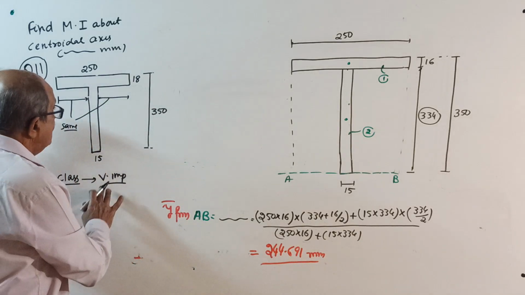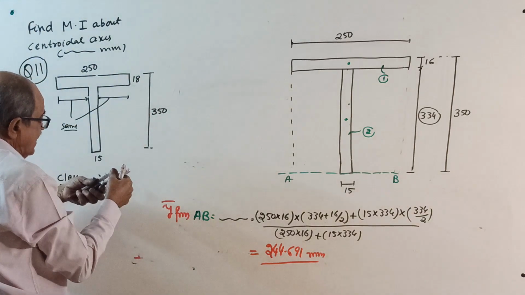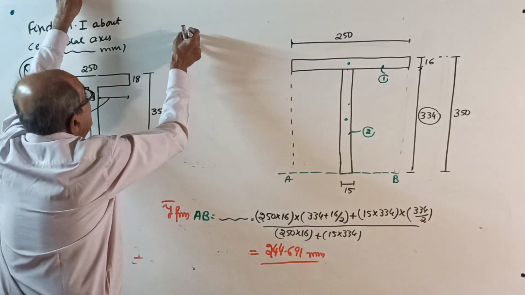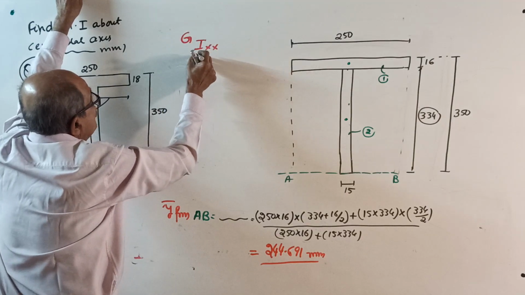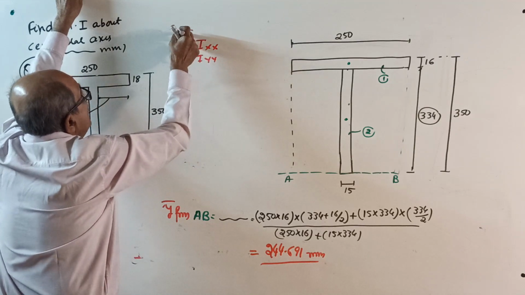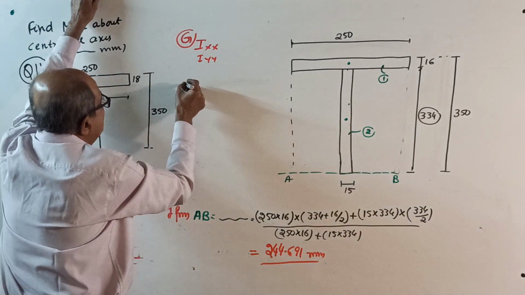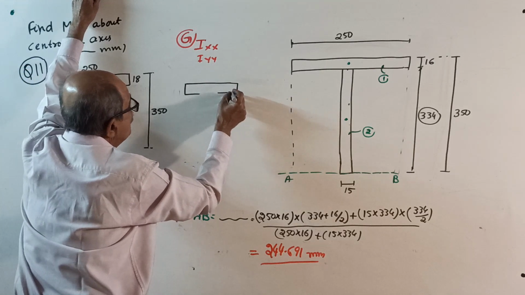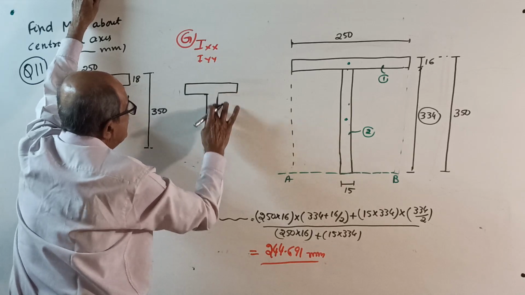Therefore, write immediately: again the same story. We have to find I about the centroidal axis. That is, you first have to locate G, then find Ixx and Iyy. But to locate G, you should use symmetry. Make all this note first. This was all told to you earlier. This is the given T section. First make this note, correctly write.